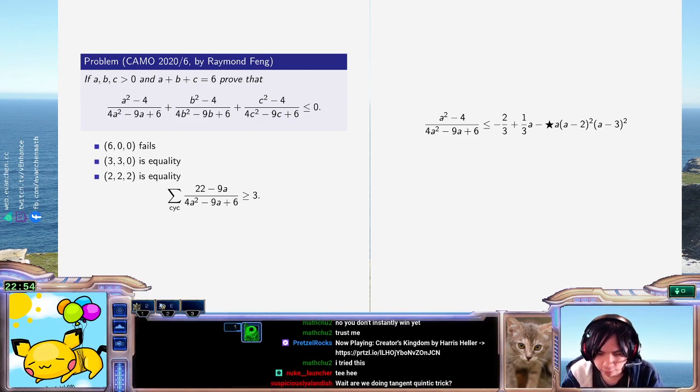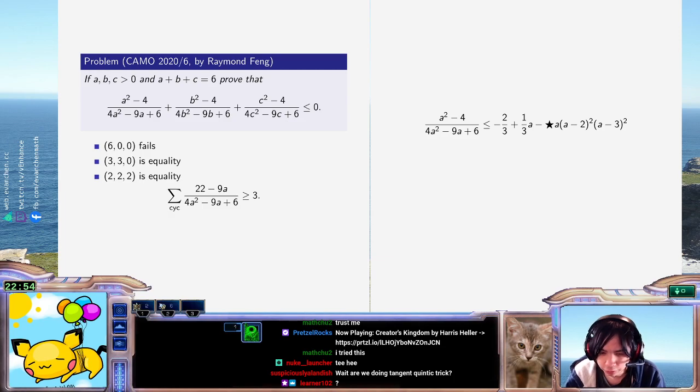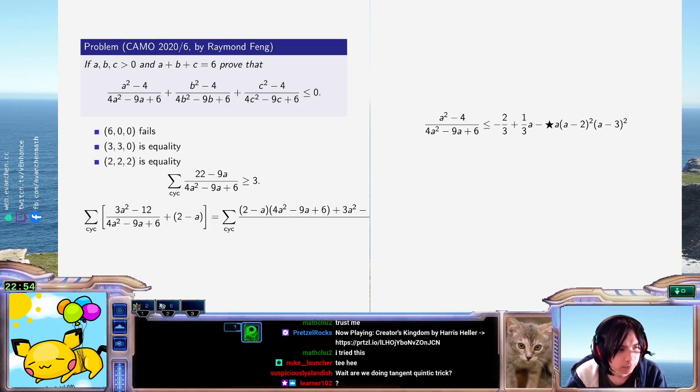So this is 2 minus a over 3a squared minus 12, 4a squared minus 9 plus 6 plus 2. I am first going to rewrite it because it's too much of a coincidence for the linear function to match the fraction in 3 places. Yeah, that is actually too much of a coincidence for me to believe. So something should happen when I do this. I'm not sure exactly what.